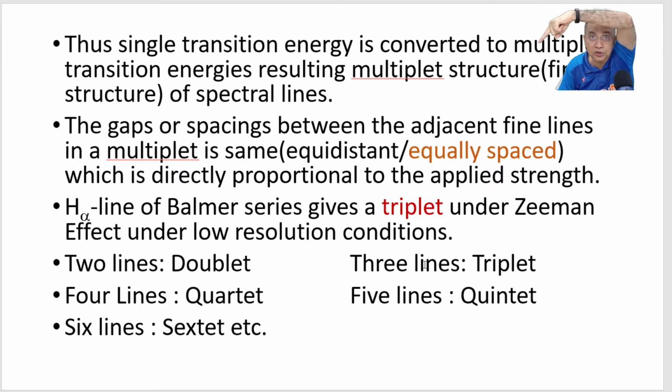Low resolution. Here, resolution is here. Zeeman is here, is field. You understand? Zeeman is the field. And resolution is here. It is the intrinsic component of the spectrometer. And if there are 2 lines in a multiplet, we call it a doublet. 3 lines, we call it a triplet. 4 lines, a quartet. 6 lines, sextet, and so on.